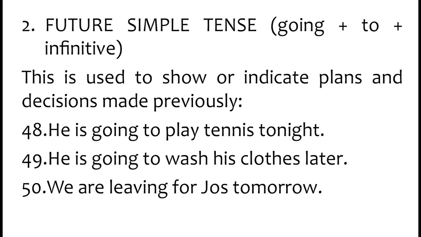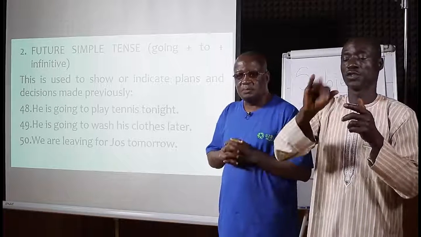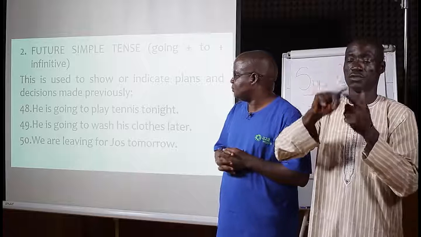49. He is going to wash his clothes later. It is already planned. He will have his clothes washed later. We are leaving for Jos tomorrow. It is planned. We leave for Jos tomorrow.